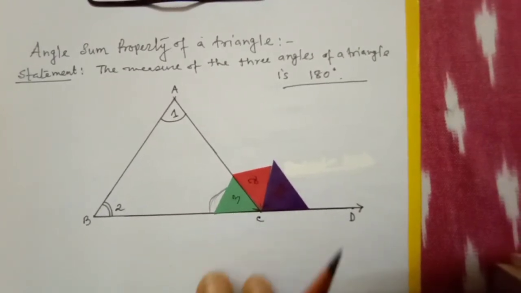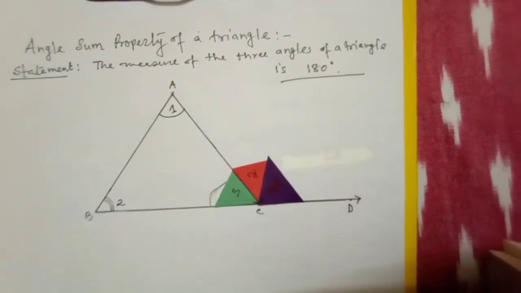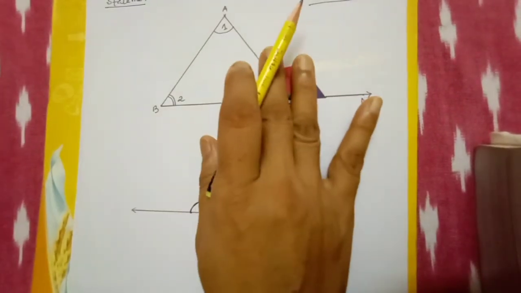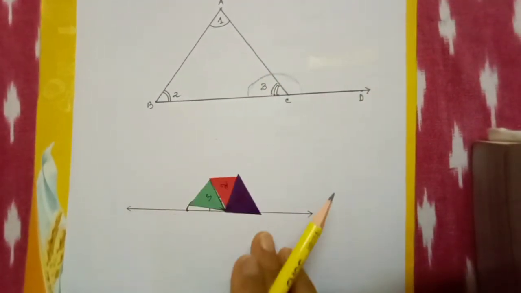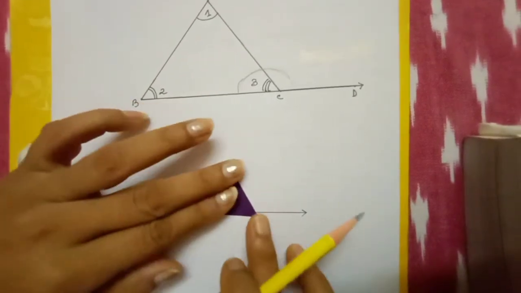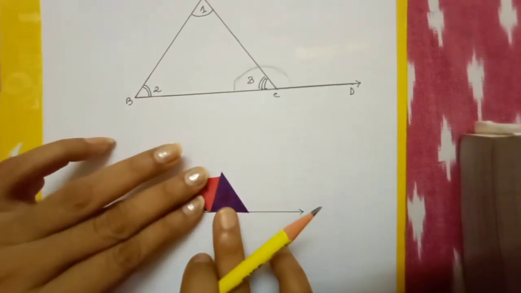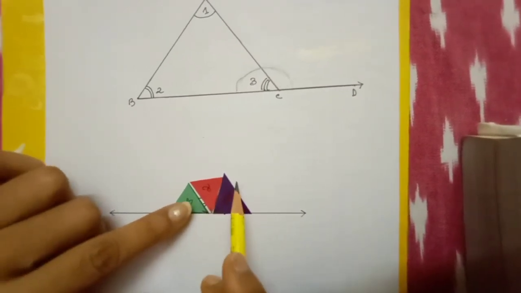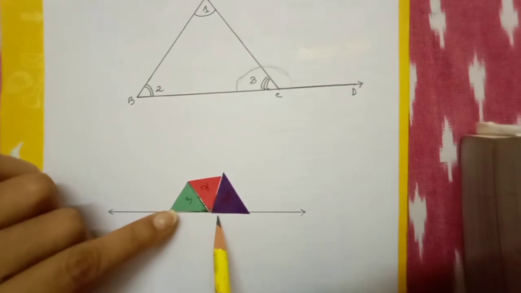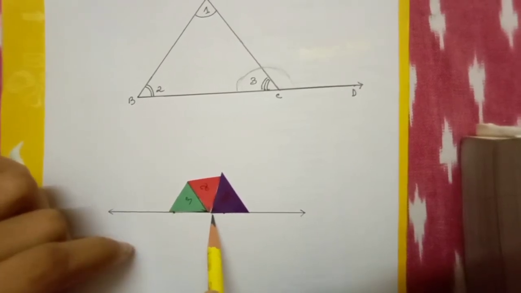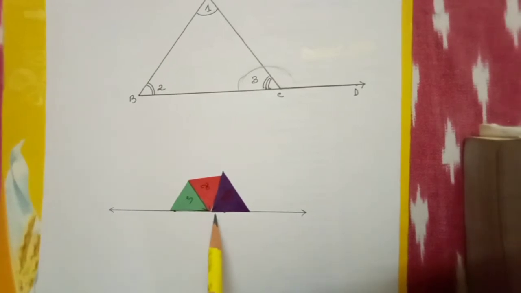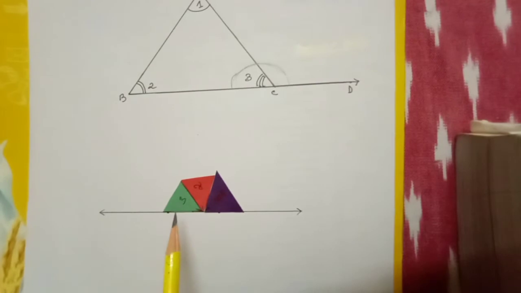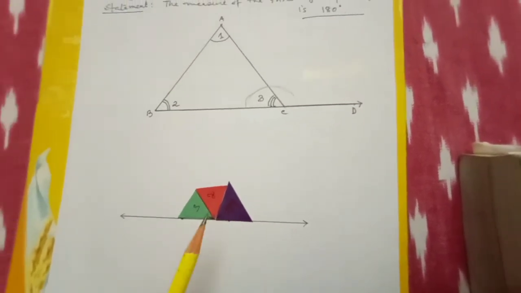Understood? See, this is another 180 degree angle, it is a straight line. We want to see whether these angles are equal to this angle or not. In the same way, we want to see that. See, this is a 180 degree angle, students. So the sum of the three angles of a triangle is always 180 degrees.